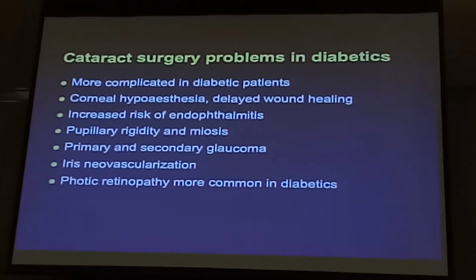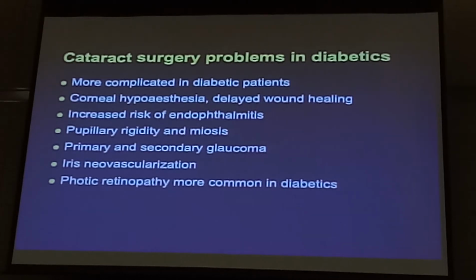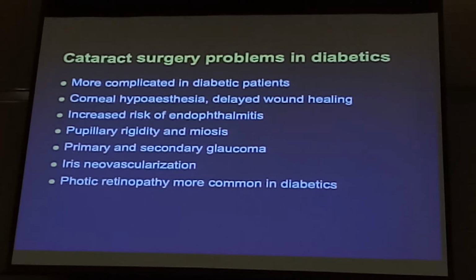I'll list a few. In general, complication rates are higher in diabetic patients. The wound healing is delayed, possibly related to corneal hyperplasia. There's an increased risk of endophthalmitis, and you'll hear from Professor Baisan in a minute. Pupil rigidity, you just heard from Professor Panet. So it's not just trauma and surgical factors. Sometimes the pupil just does not dilate well. You know this very commonly in diabetics.